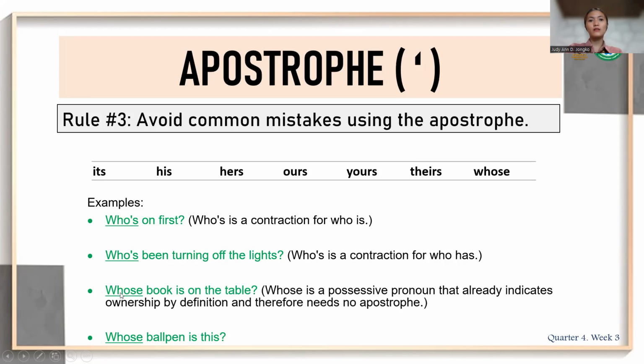Okay, now take a look at this example. Whose book is on the table? So as you can see here, whose is a possessive pronoun that already indicates ownership by definition and therefore needs no apostrophe. So whose here shows a possessive pronoun, and therefore you don't need to put an apostrophe in this example. Another example, which is the last example: whose ball pen is this? So you're asking who is the owner of this ball pen.